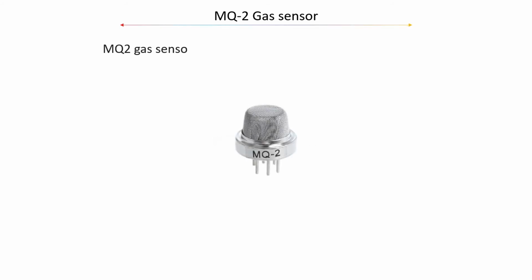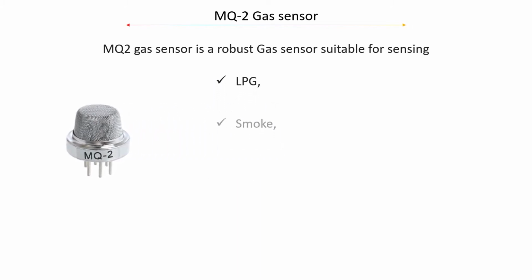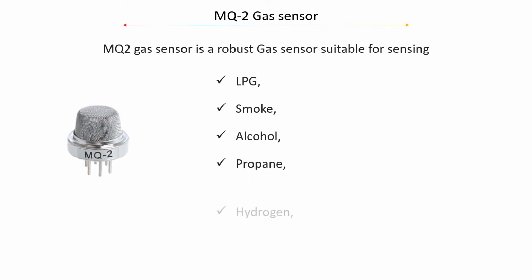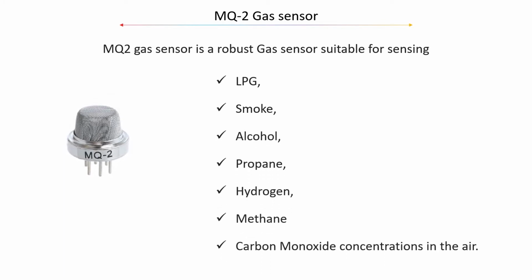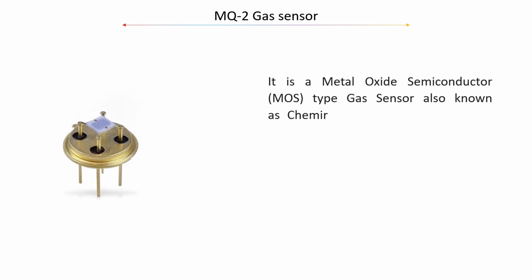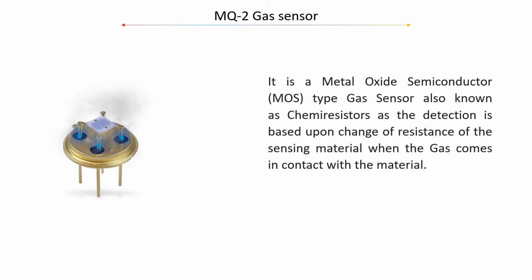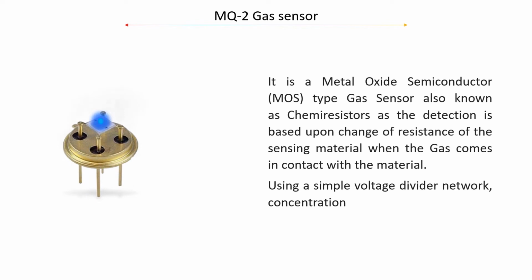MQ2 gas sensor. The MQ2 gas sensor is a robust gas sensor suitable for sensing LPG, smoke, alcohol, propane, hydrogen, methane, and carbon monoxide concentrations in the air. It is a metal oxide semiconductor (MOS) type gas sensor, also known as a chemiresistor, as the detection is based upon the change of resistance of the sensing material when the gas comes in contact with that material. Using a simple voltage divider network, concentrations of gas can be detected.